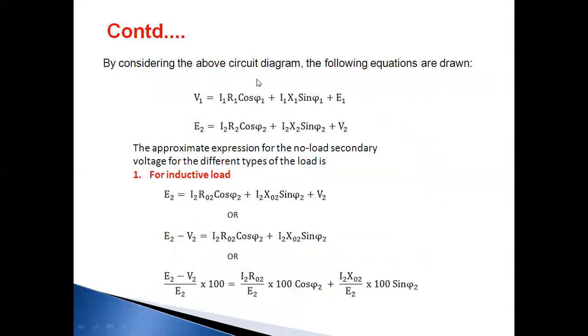By considering the above circuit diagram, the following equations are drawn, which I have already told. V1 equals I1 R1 cos phi 1 plus I1 X1 sin phi 1 plus E1, and E2 equals I2 R2 cos phi 2 plus I2 X2 sin phi 2 plus V2. For now we are considering the inductive load. In case of the inductive load, E2 becomes I2 R02 cos phi 2 plus I2 X02 sin phi 2 plus V2.